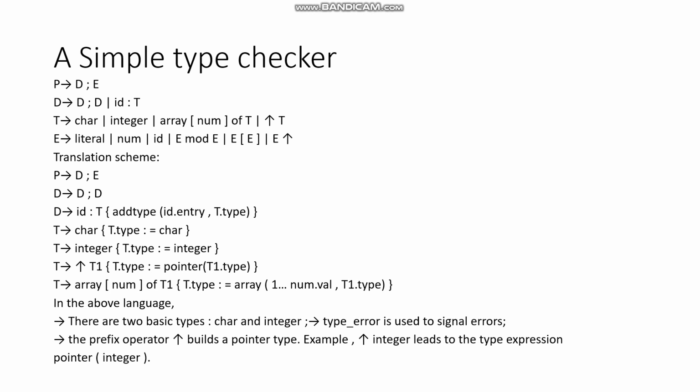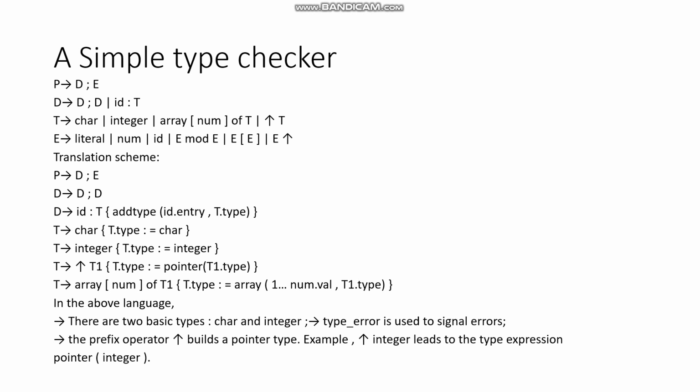Okay. So we'll see a simple type checker. A type checker for a simple language checks the type of each identifier. Let us suppose integer, character, array, and so on. The type checker is a translation scheme that synthesizes the type of each expression from the types of its sub-expressions. The type checker can handle arrays, pointers, statements and functions.